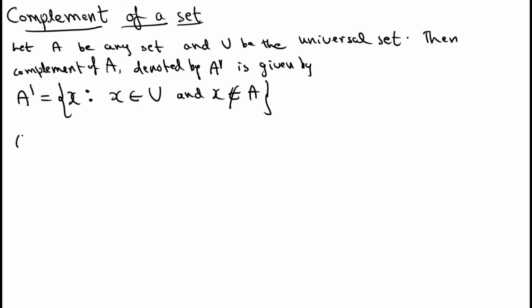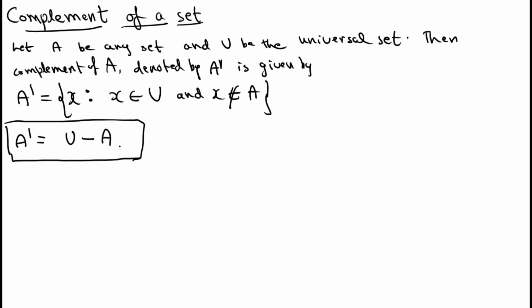You can also write it as a definition: A dash is equal to U minus A, right? What is A minus B? x belongs to A and x does not belong to B. Then x belongs to U and x does not belong to A is U minus A, right? This is the formula: A complement is equal to U minus A. That means you write all the elements of U that are not in A. From the universal set, you remove set A, and that gives A complement.